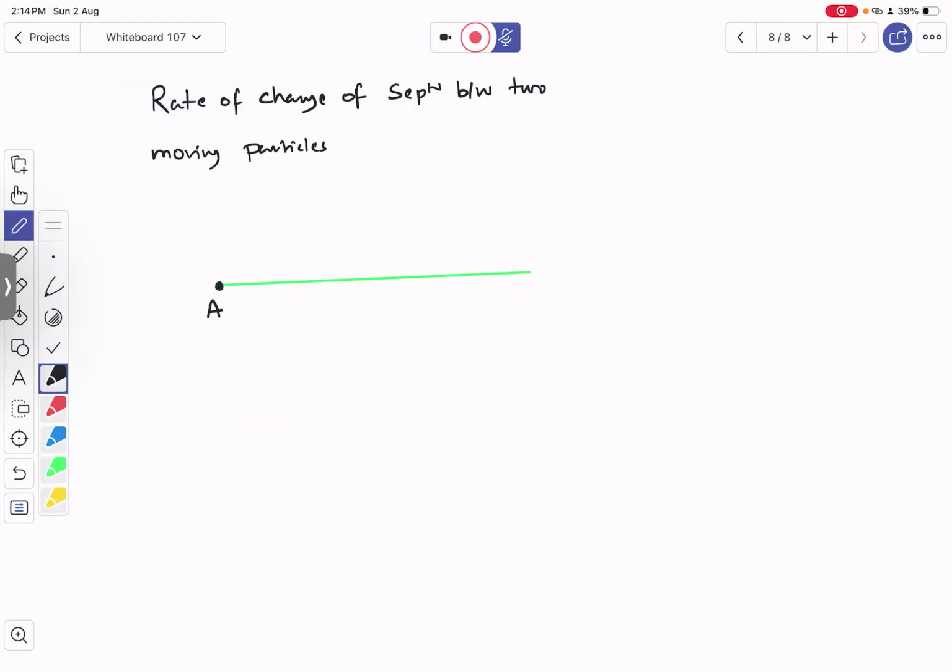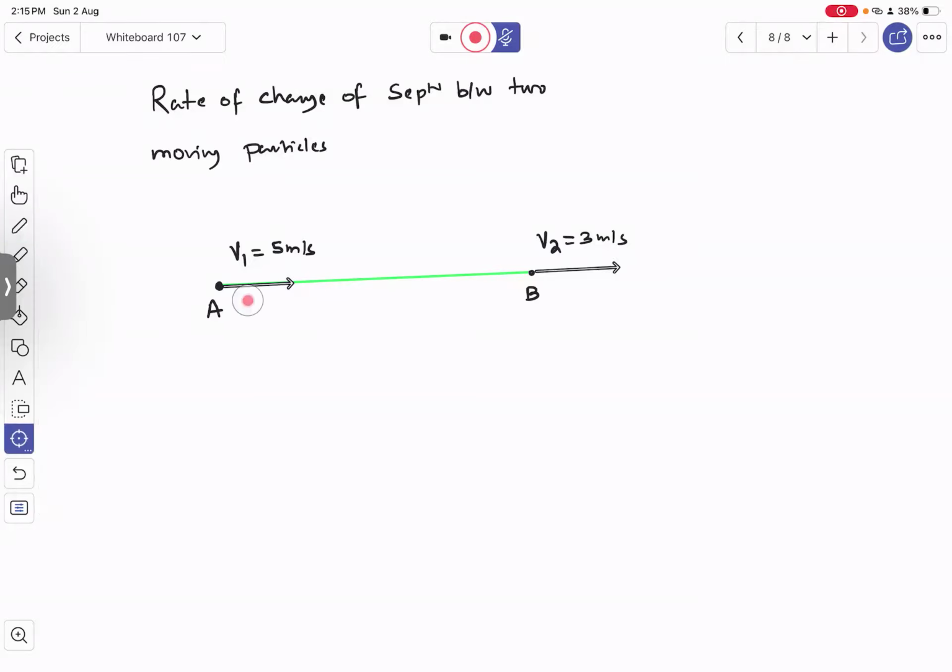Suppose it is given particle A is moving with velocity v1, which is equal to maybe 5 meters per second at any given instant. At the same instant, B is moving with v2, 3 meters per second. Both of them are moving in the same direction, or the velocity of both of them lies entirely along the line joining them. At this given moment, I have to determine at what rate the distance between them is changing. We call it L. So at this given instant, I have to find dL by dt.